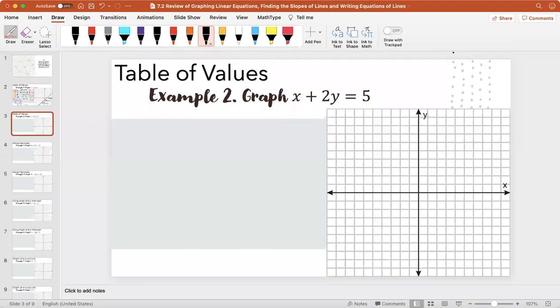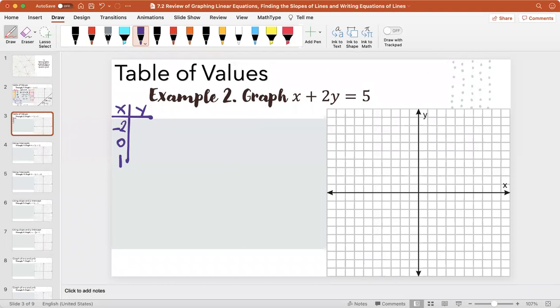Graph x plus 2y equals 5. Let's form a t-chart here. So let this be your xy chart. Let's assign values for your x, 3 values. We can have maybe -2, 0, and maybe 1.